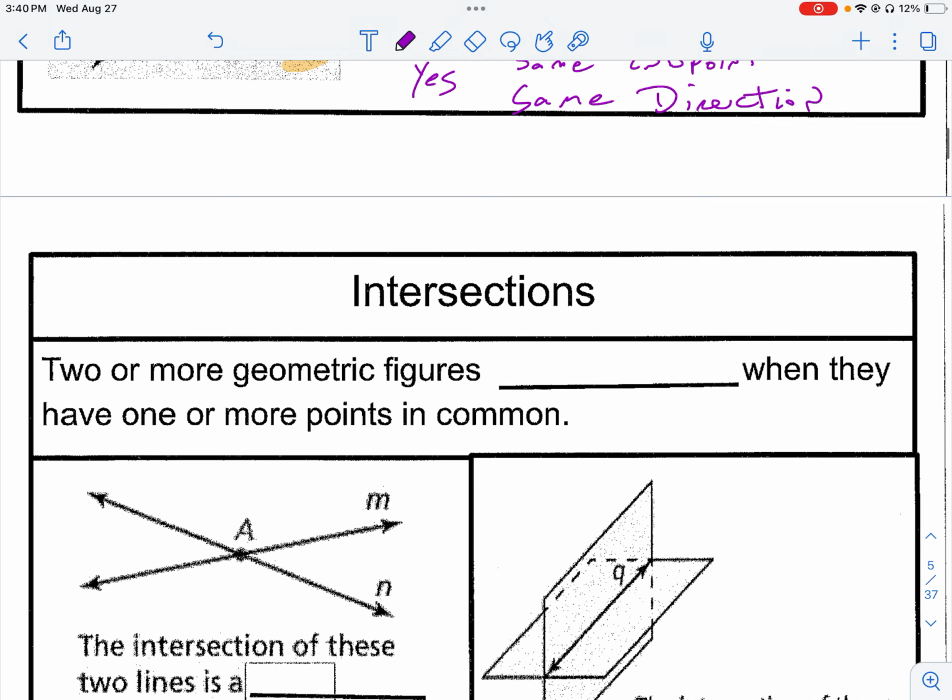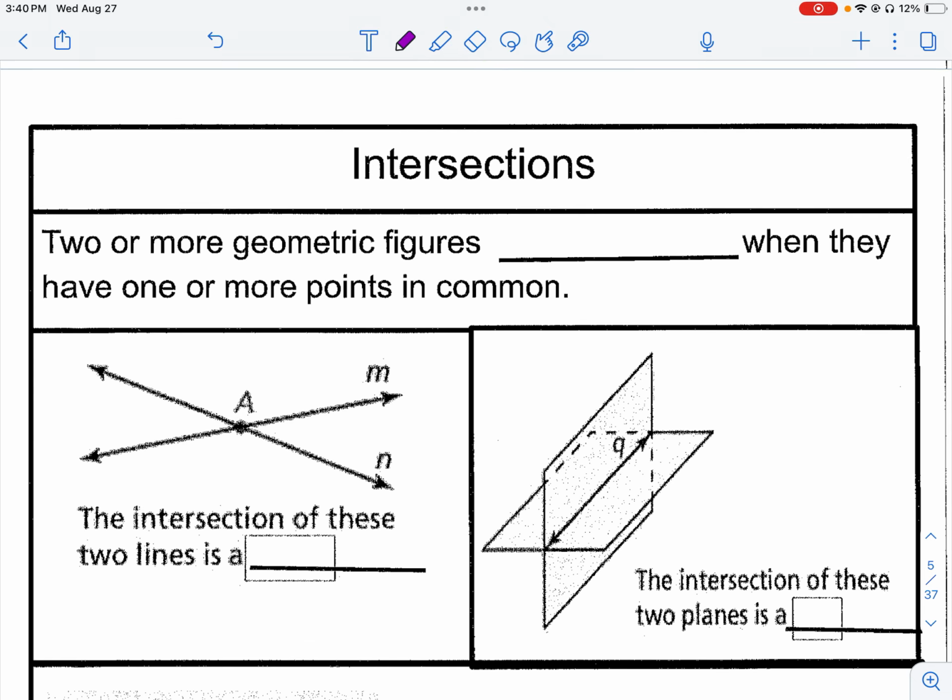All right, so last thing we're going to talk about in this section are intersections. So when we have 2 or more geometric figures, 2 lines, 2 planes, a line and a plane, they intersect when they have 1 or more points in common. Those are the places they touch, like a road intersection. At that stoplight, both those roads intersect.